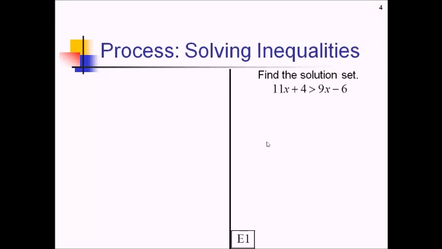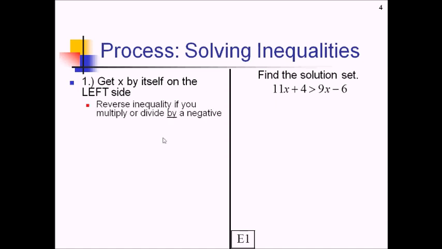Let's go ahead now and solve this inequality together. First step we need to do is get the x by itself on the left side of the inequality, and this is important as we'll see in just a little bit. Now, as you're rearranging things algebraically, most of the time you can keep this inequality facing the same direction when you move things. The only time you have to reverse the direction of the inequality, maybe you remembered this, is when you multiply or divide by a negative.